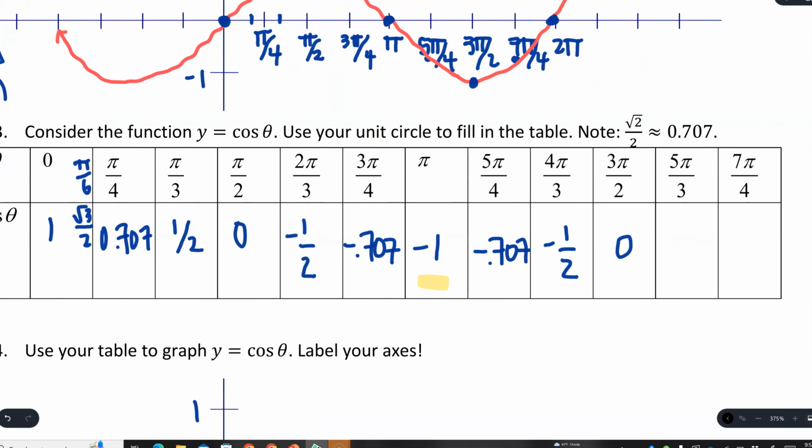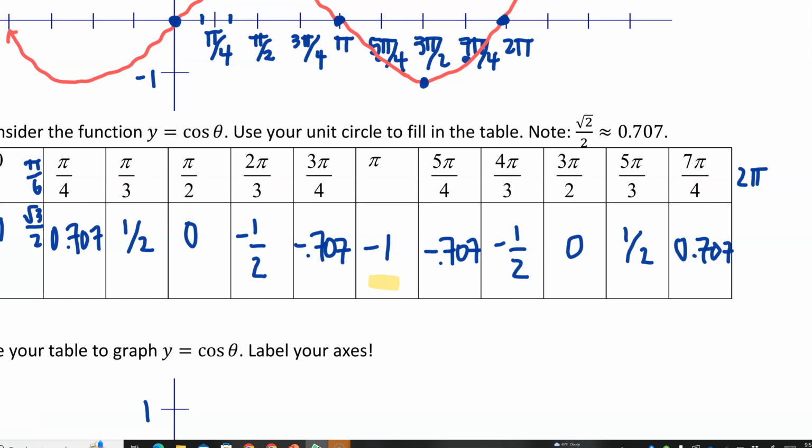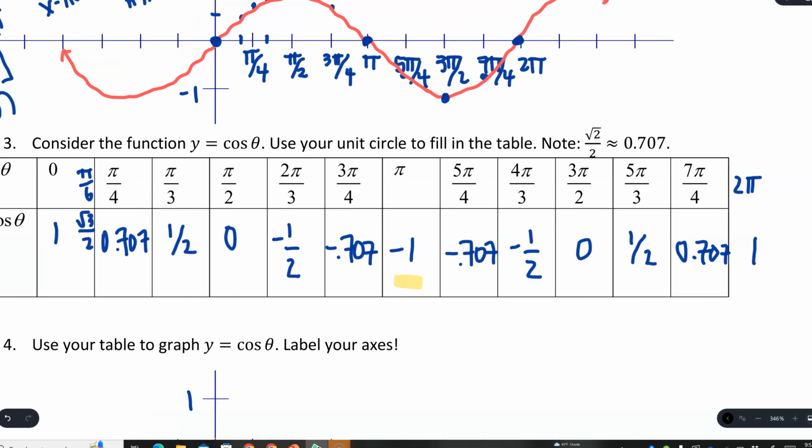Okay, so 5 pi over 3. So cosine of 5 pi over 3 is going to be a what? Positive 1/2. Cosine of 7 pi over 4 is going to be 0.707. And then 2 pi, it's not on here, but 2 pi then will give me back to what? 1. All right, so if you look at this table of values, you see that at pi, that's going to be my minimum value. And then I start repeating myself. Okay, so I start going back kind of up.